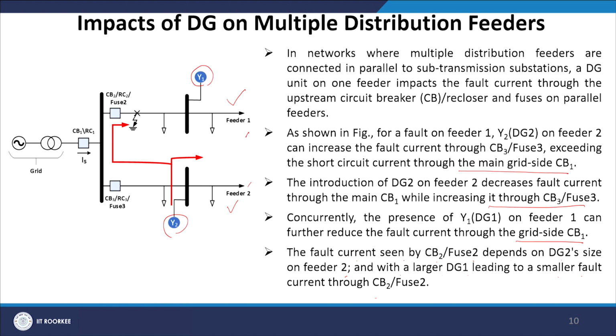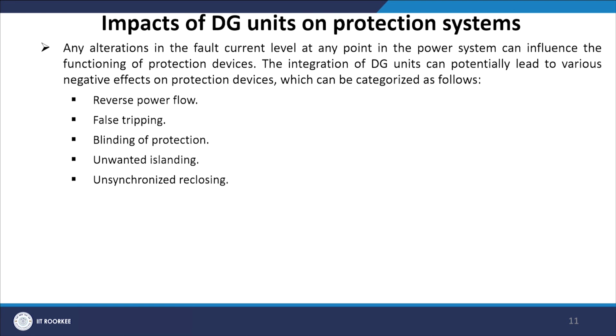That means in the case of multiple distribution feeders, if you have multiple DGs in each parallel feeder, then a fault in one of the feeders, due to the presence of DG, may impact the other feeder with the DG also. Hence we can conclude that any alteration in the fault current level at any point of the power system can influence the functioning of protection devices.